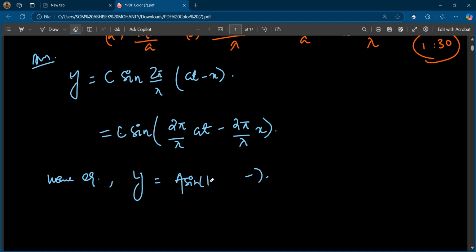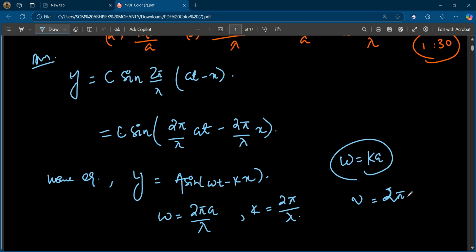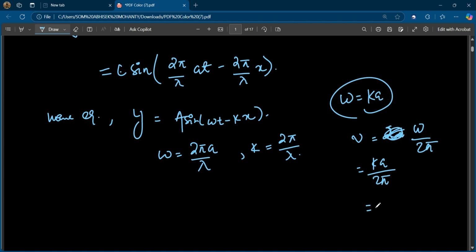If I compare this with this, this is omega t minus kx. So omega will be 2 pi by lambda a and k will be 2 pi by lambda. We know k is equal to 2 pi by lambda, so omega can be written as k into a. So omega is ka. Frequency is omega by 2 pi, so ka by 2 pi. Now k by 2 pi, again I can write it as a by 2 pi whole divided by k.